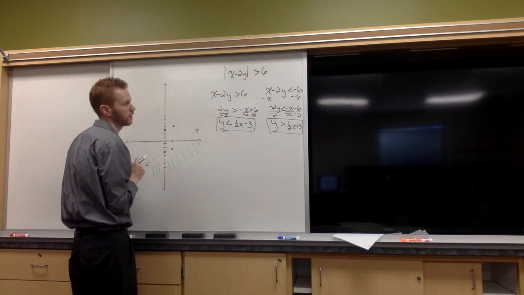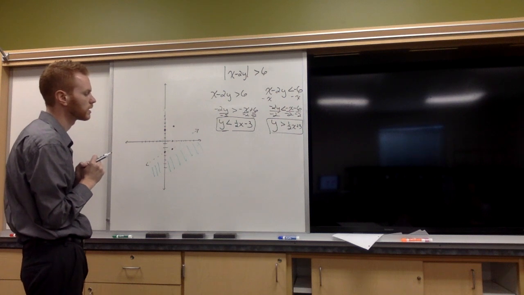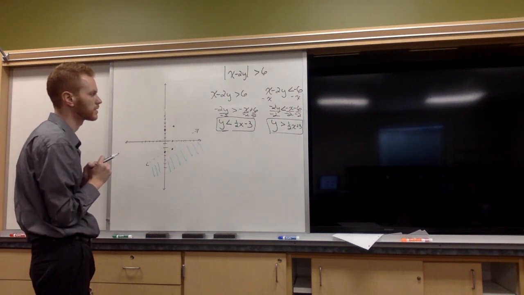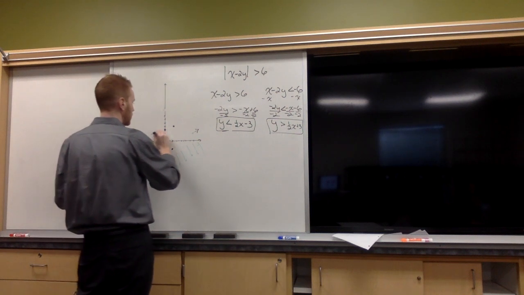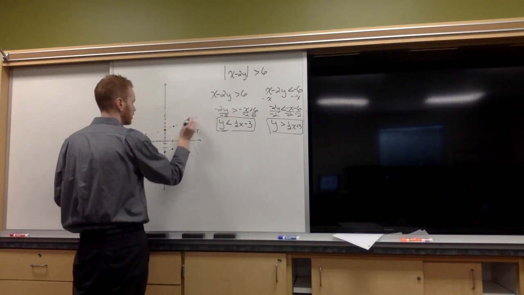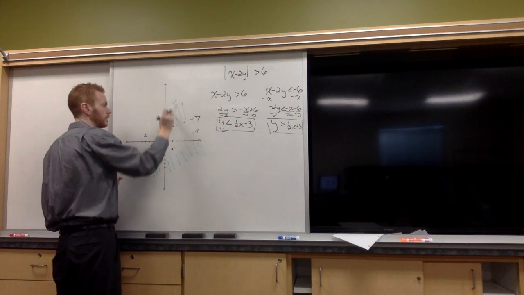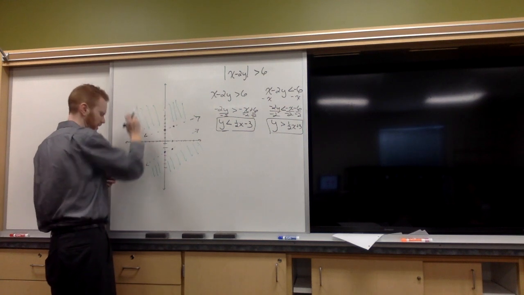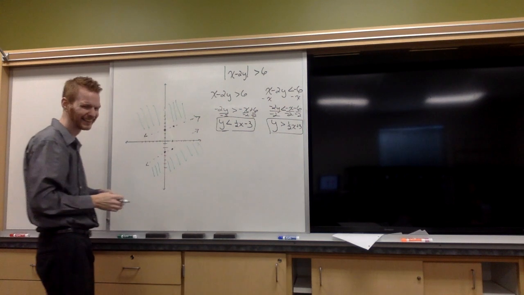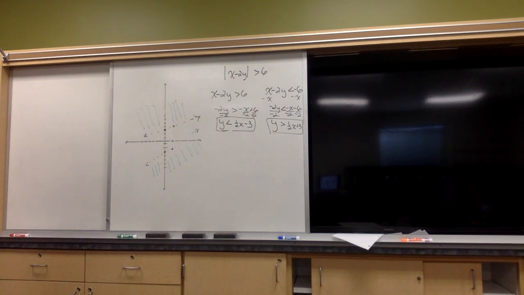Wait, so far so good? Did I miss a negative? I want to make sure I didn't. No, I didn't miss a negative. Okay. We're going to go ahead and make another dotted line. And then I'm going to shade values above it. Ah, that's a lovely marker sound. Isn't it? So, this is different, right?